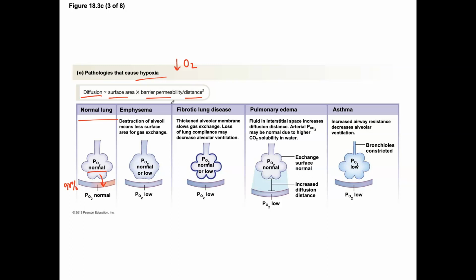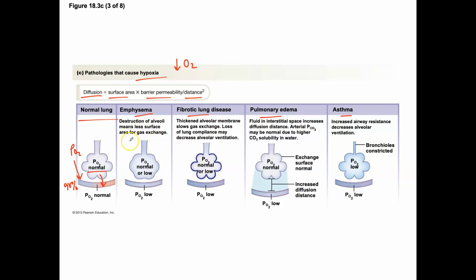So in healthy individuals, concentration gradient is our primary factor for gas exchange. We just look at partial pressure of oxygen, and we ensure that we have the right amount of oxygen moving into the circulatory system. But what about conditions like emphysema or fibrotic lung disease or pulmonary edema or asthma? How do those conditions lead to hypoxia?